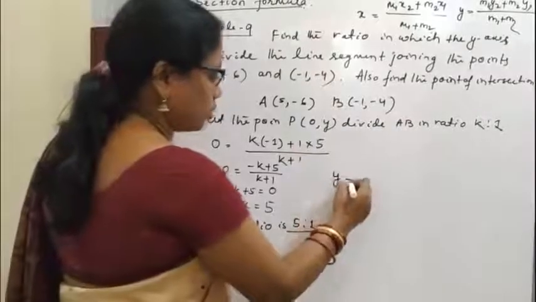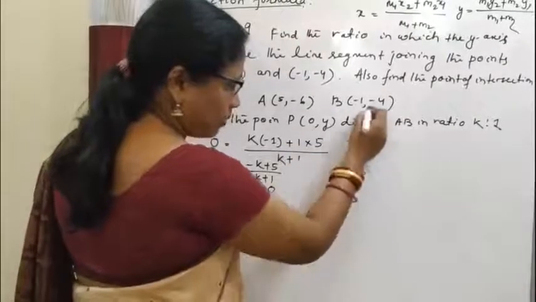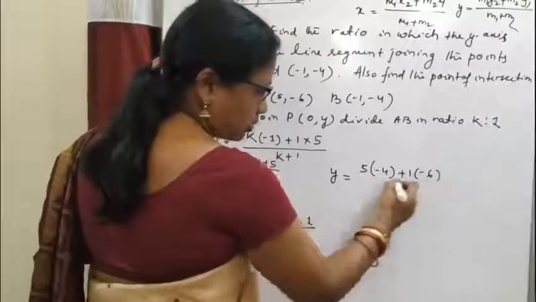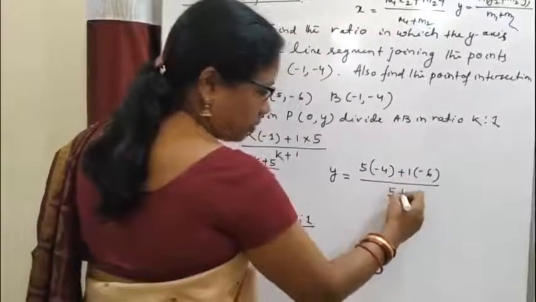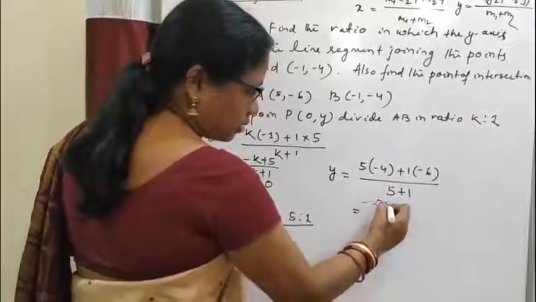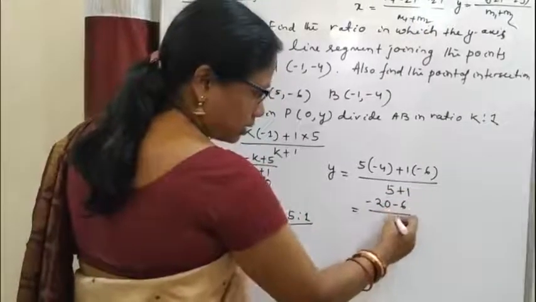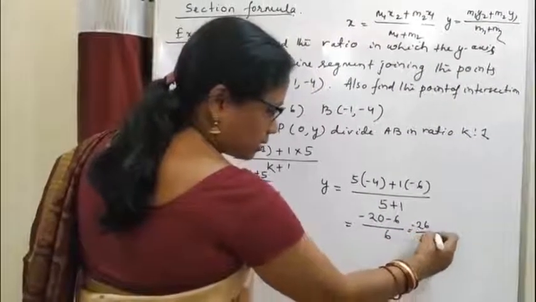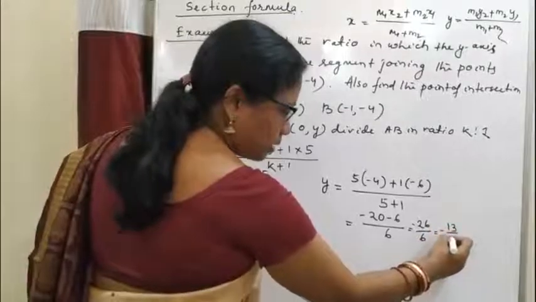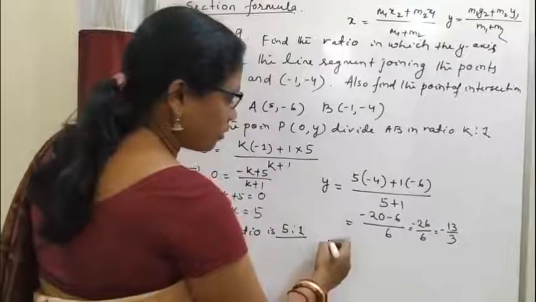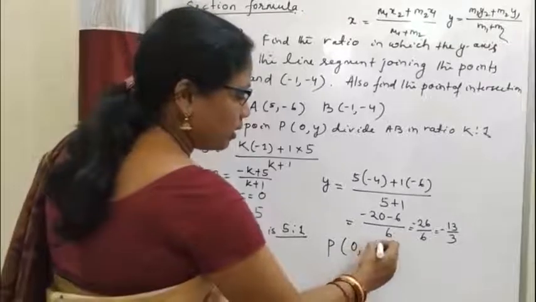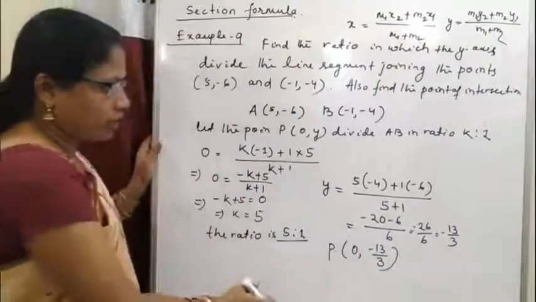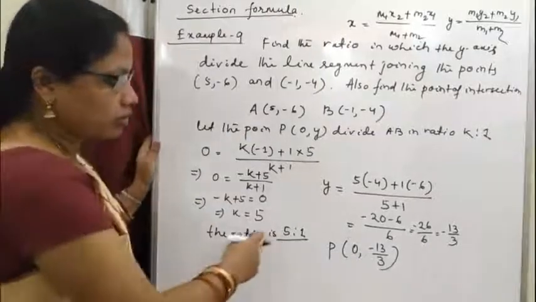So y is equal to 5 multiplied with minus 4 plus 1 multiplied with minus 6 divided by 5 plus 1. So this is equal to minus 20 minus 6 divided by 6. So minus 26 by 6. This is equal to minus 13 by 3. So the point P has the coordinates 0, minus 13 by 3. So this is the point P which divides AB in the ratio 5:1.